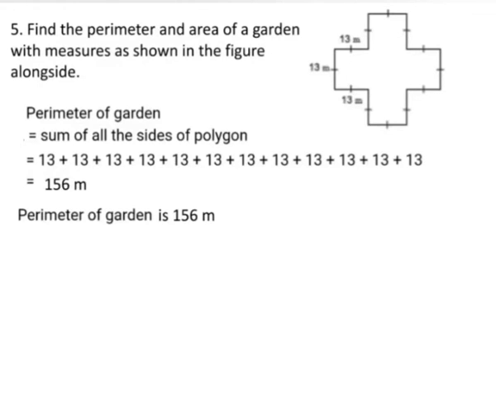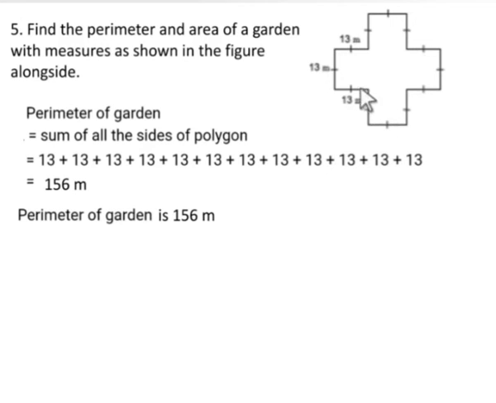Now example number 5. Find the perimeter and area of a garden with measures as shown in the figure alongside. Now children, look at the diagram. Here this is a garden. Look at the shape. Here these identical marks show that each side of this garden is the same or equal. Now here it is given 13 meter. Hence each side is 13 meters.